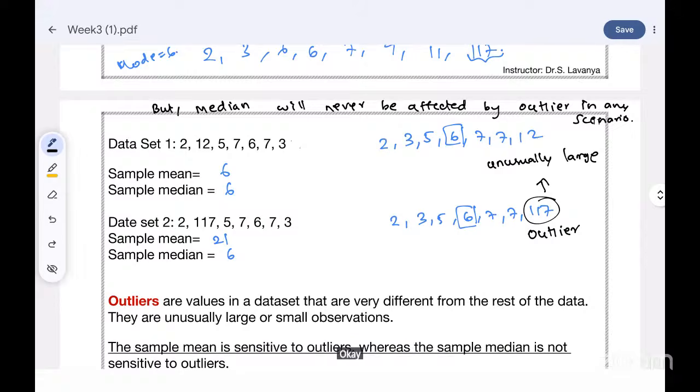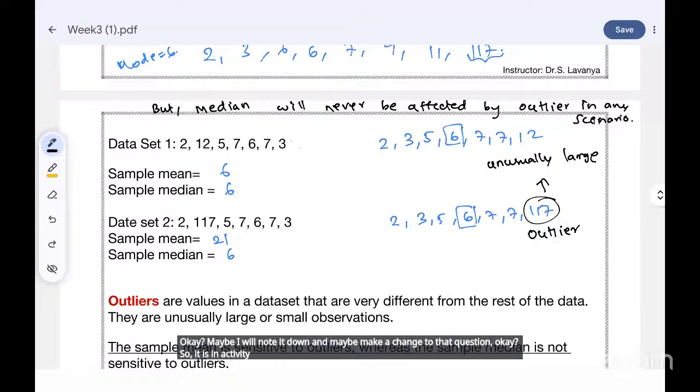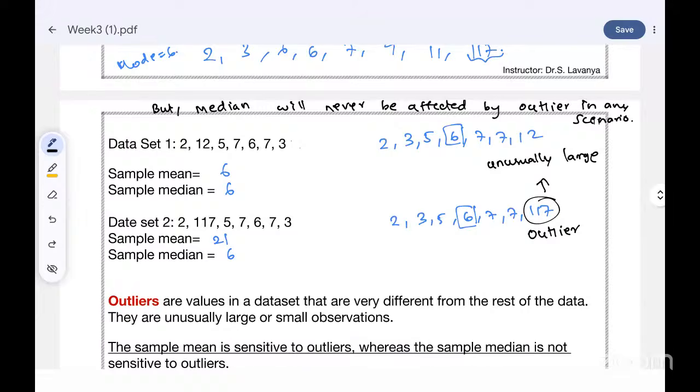Okay, maybe I will note it down and make a change to that question. It is in the activity. Which activity? Just let me note it down. Activity 3.3, question number 7. Okay, let me note it down. All right.